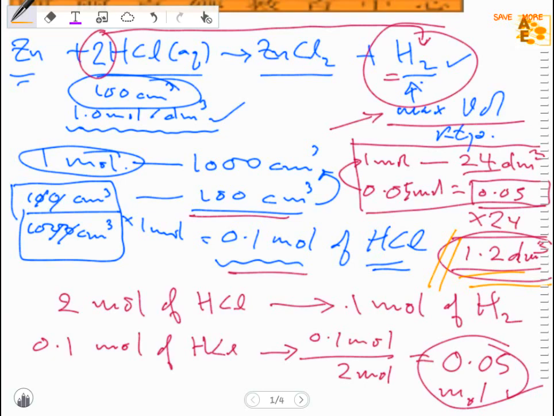That's how easy it can be done. This method requires your understanding rather than your memory work. It is important for us to understand rather than memorize things.